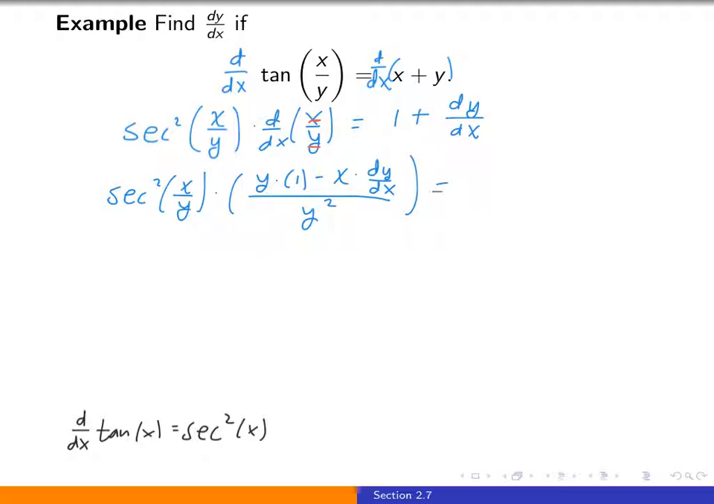So it looks like a lot's going on here, but all we've really done is apply the quotient rule to differentiate x over y. And what that gives us is low d high minus high d low over low squared. And this is equal to 1 plus dy/dx. And now in order to isolate this dy/dx, what we're going to need to do is algebraically simplify. And one thing we can do with subtraction in the numerator is break this up into one fraction minus another fraction.